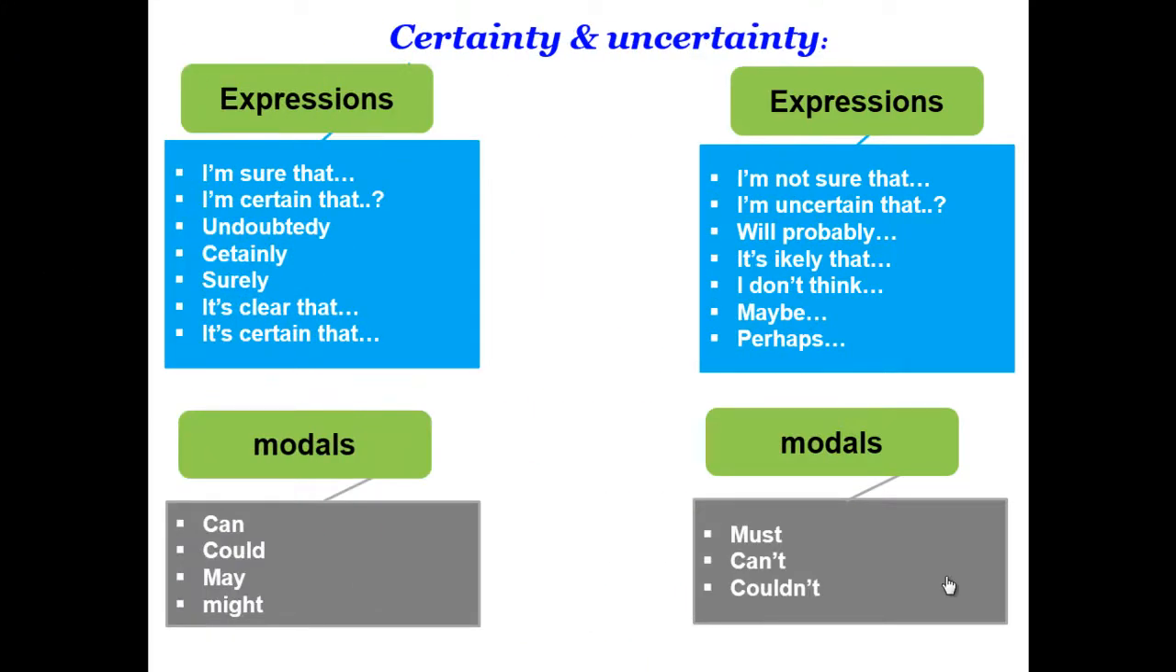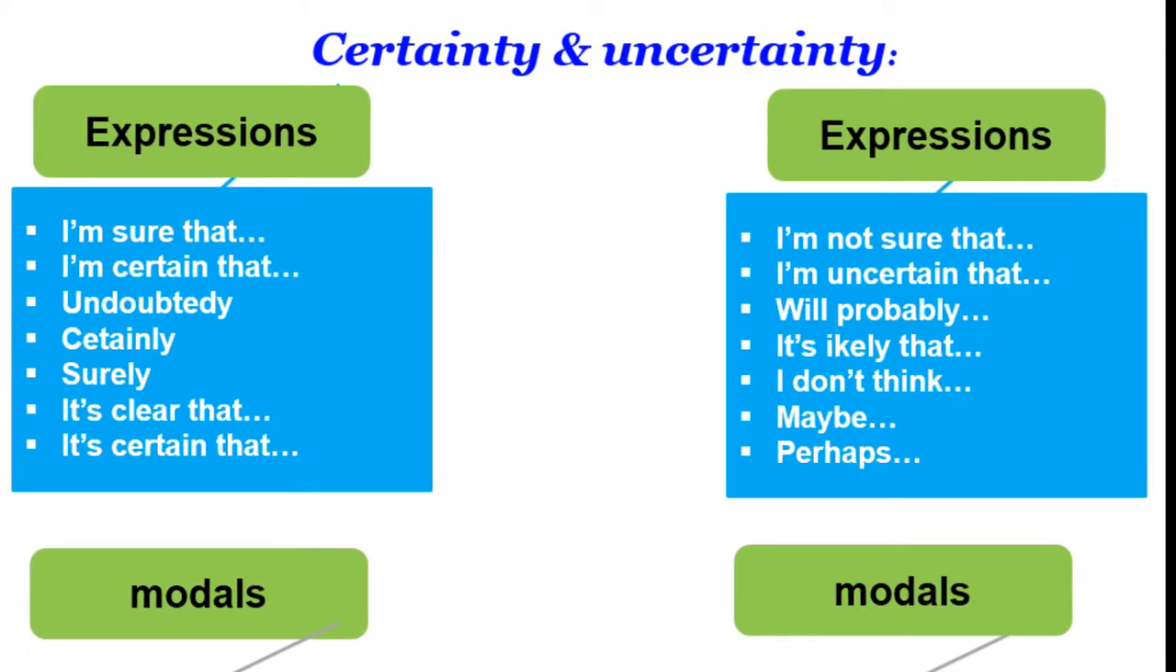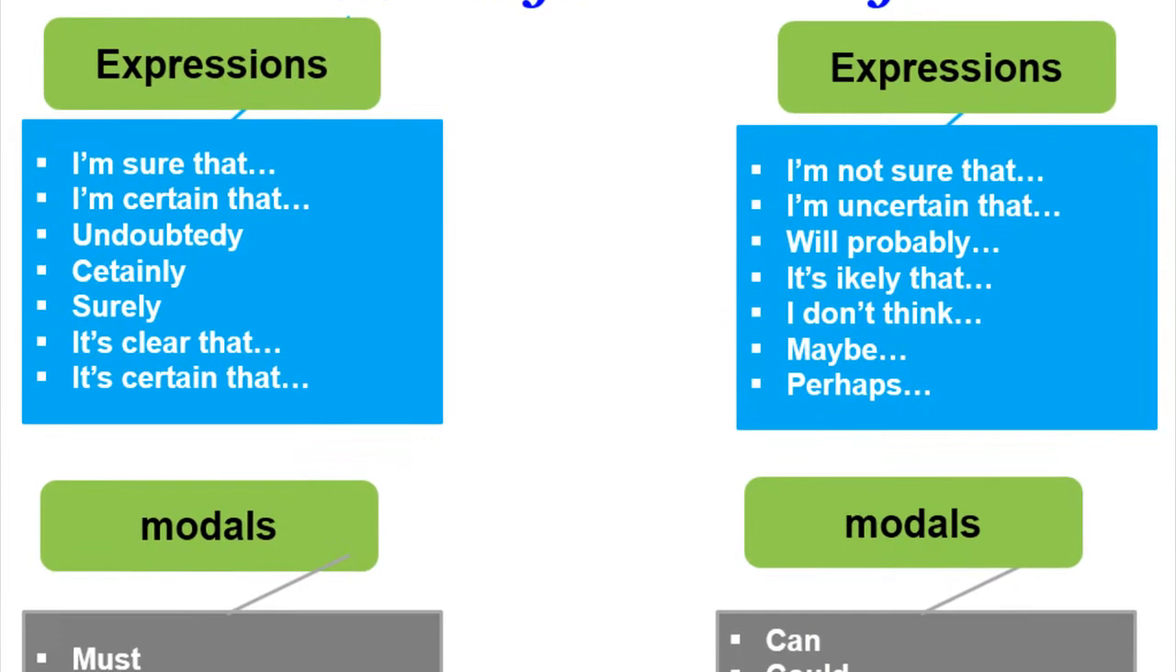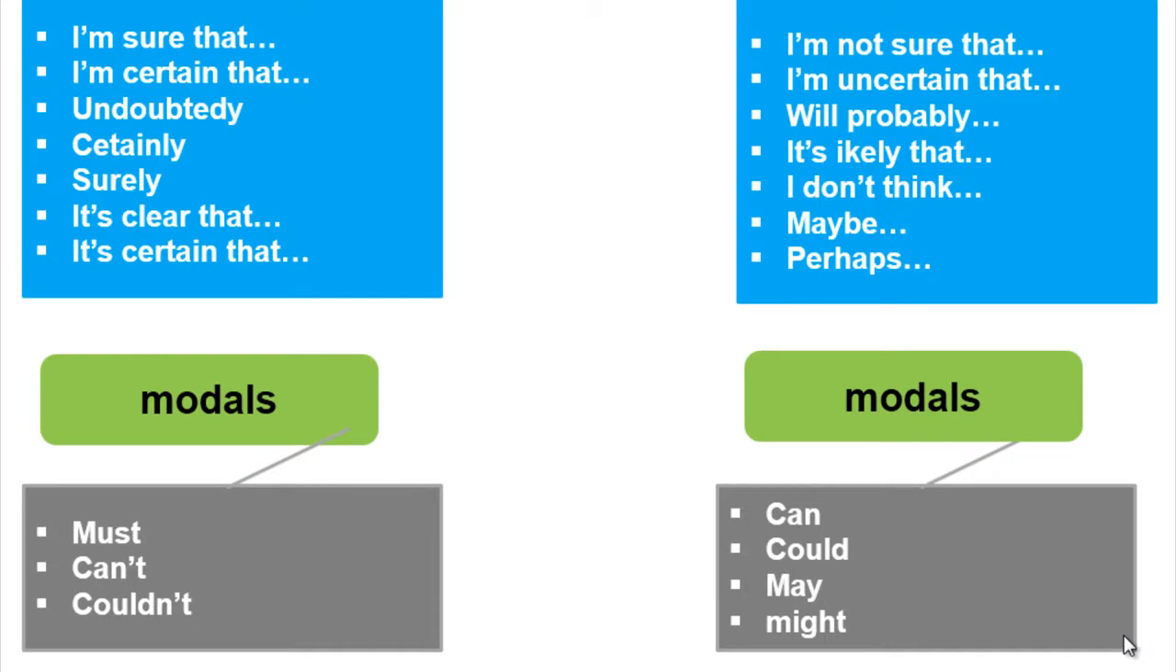Well, before we move on to practice exercises to practice the lesson, let us quickly wrap up the lesson. So we've talked about how to express certainty and uncertainty in English. There are 2 ways to express certainty and uncertainty in English. We can use some expressions or some modal verbs. Expressions of certainty are I'm sure that, I'm certain that, undoubtedly, certainly, surely, it's clear that, and it's certain that. Modals of certainty are must, can't, and couldn't.